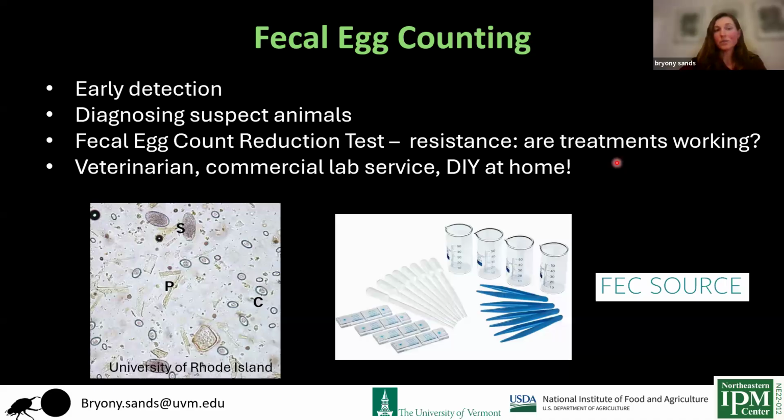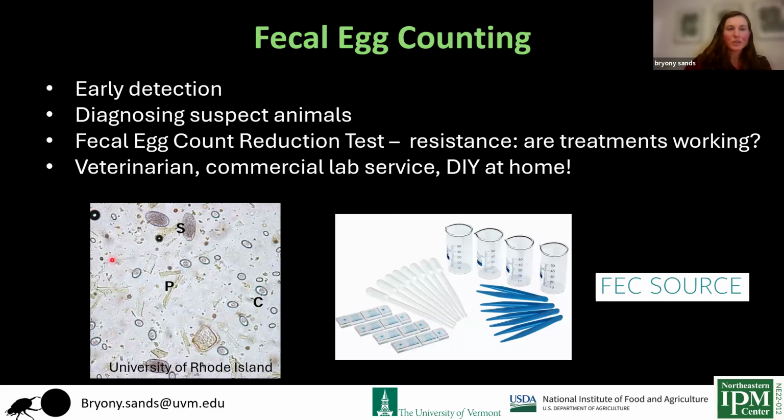You can get this done through your veterinarian. There's lots of commercial lab services that do this. You can also do it yourself at home. I know a few farmers who have got microscopes now, and this kit is fairly inexpensive. And once you know how to do it, it can be quite a valuable tool to just do this yourself. It gives you real-time information so that you can make treatment decisions much quicker than if you had to send the sample away and wait for the results to come back.